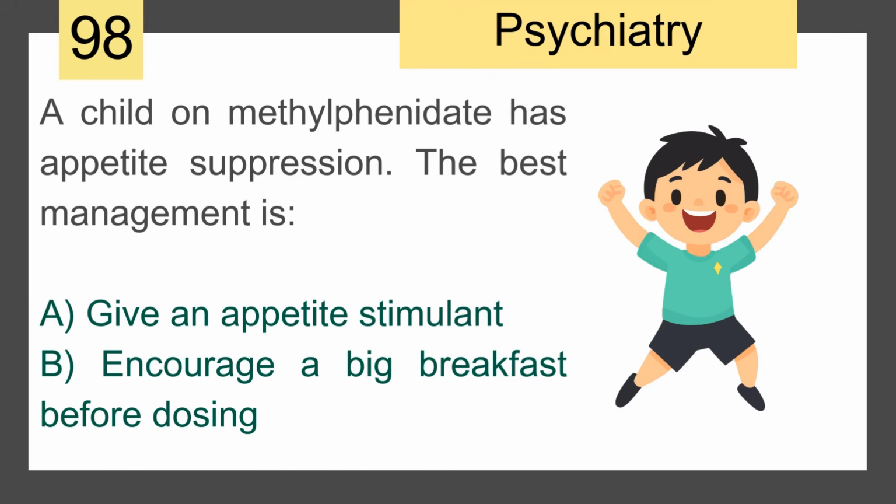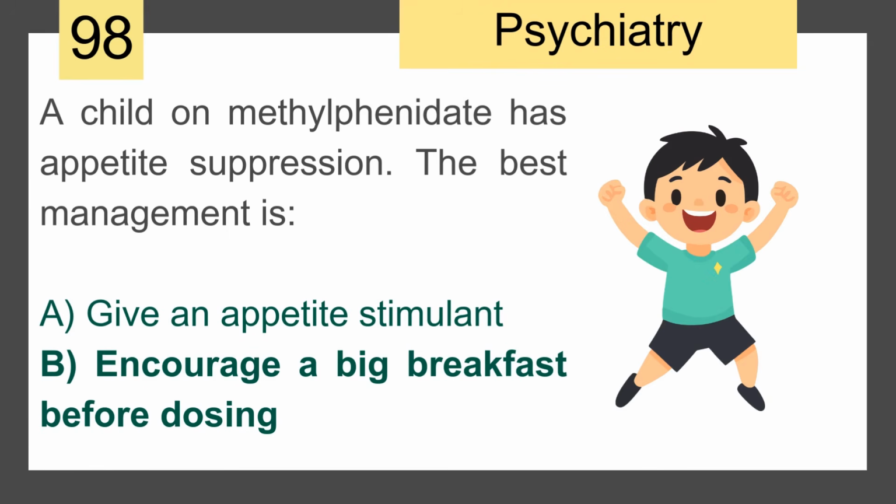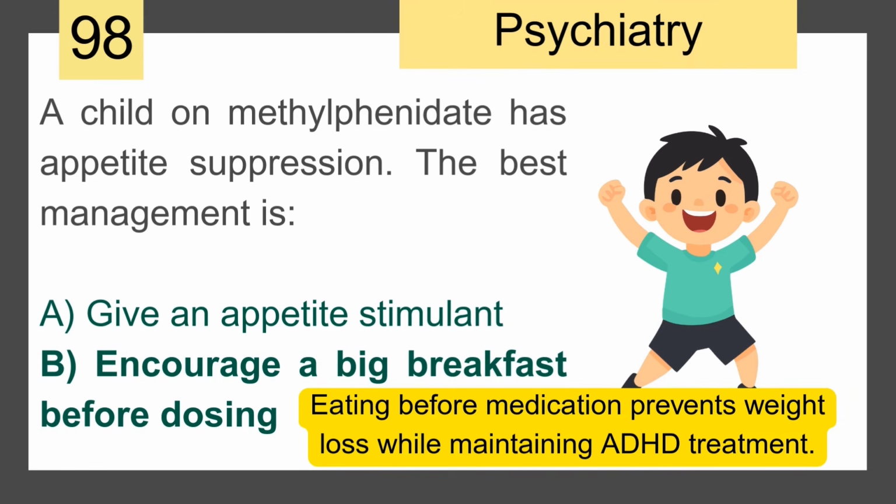Question 98. A child on methylphenidate has appetite suppression. The best step in management is encourage a big breakfast before dosing. We have to give them a big breakfast, then take the medicine, which will reduce their appetite. There are medications available, for example, such as cyproheptadine, which can be used in patients who lose their appetite due to stimulants.